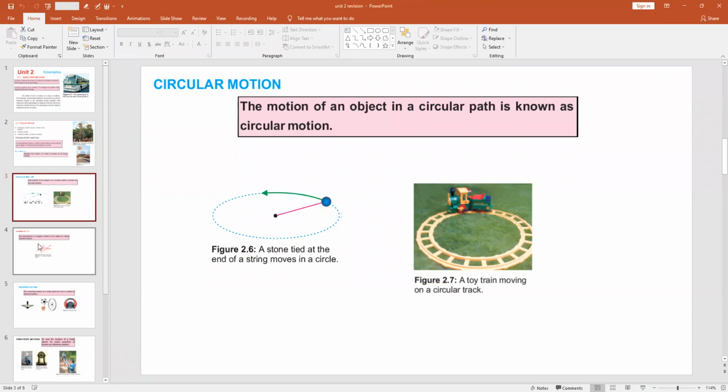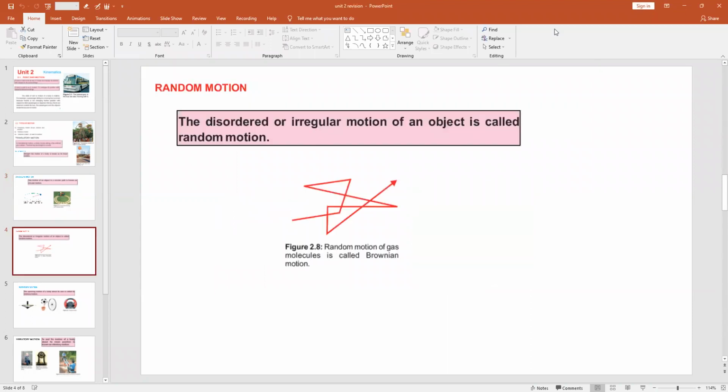The third type of translatory motion is random motion. What is random motion? If there is any disordered or irregular motion of an object, we can say that the object has a random motion, right? If you see the movement of insects, they are not following the same path, they are moving here and there, so they have a random motion. Similarly, a butterfly also has a random motion.